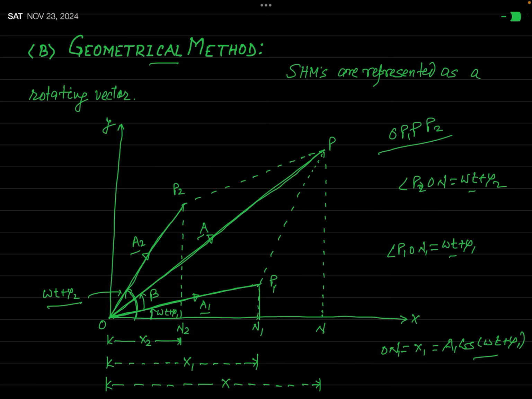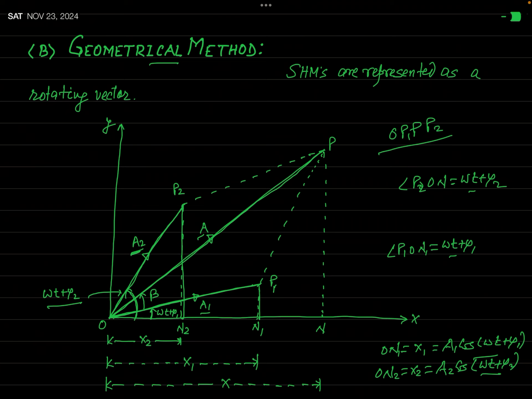Before that, you can see OP2 is another rotating vector, and when you draw a perpendicular, let us say P2N2, on the x-axis, then you can see that this ON2 is equal to x2, which is actually the projection of A2 along the x-axis. And what will be that projection? That will be A2 times cosine of omega t plus phi 2, because this vector A2 makes an angle omega t plus phi 2 with the x-axis at any time t.